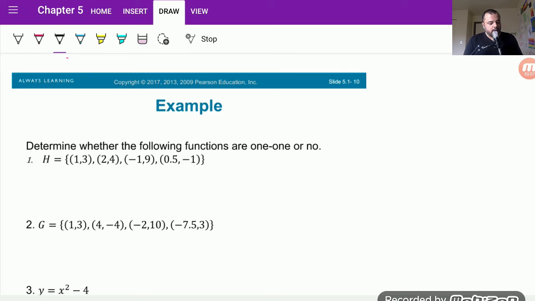Now, determine whether the following functions are one-to-one or not. Let's look at the first one. We have 1, 3, 2, 4, -1, 9, 0.5, negative. Is it one-to-one or no? We just look at the range. The 3 corresponds only to the 1. The 4 corresponds to the 2. The 9 corresponds to the -1. The -1 corresponds to the 0.5. So every element in the range only maps to one element in the domain. So we are good. This is one-to-one.